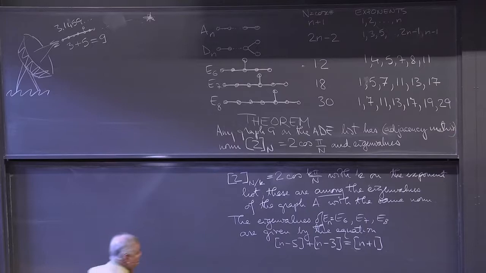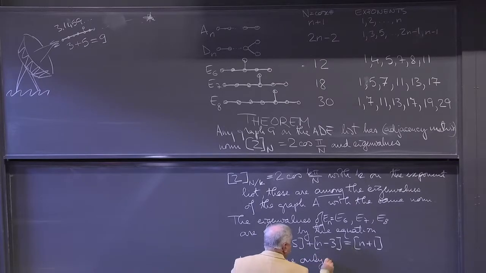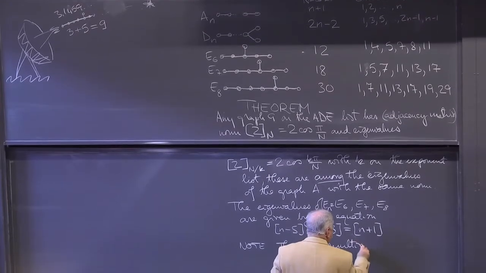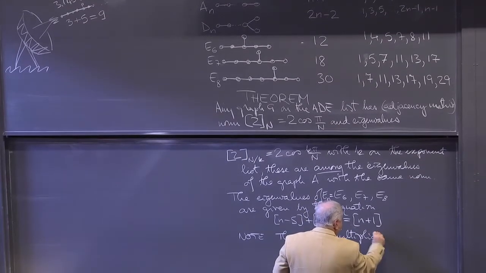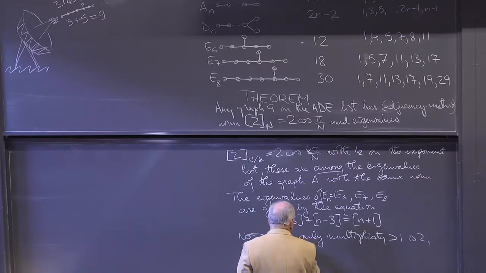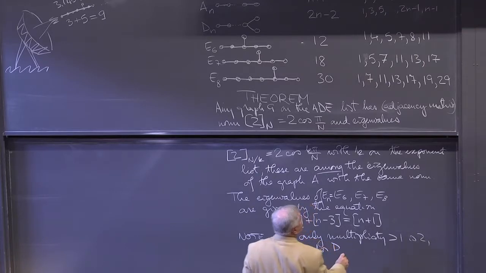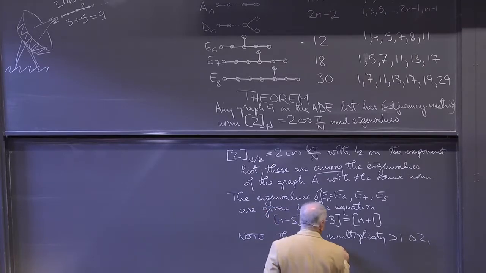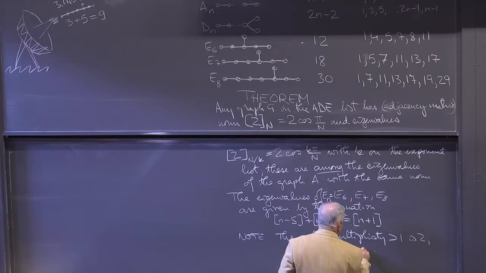So let us note here the only multiplicity bigger than 1 is 2, n minus 1 for D_n with n even.